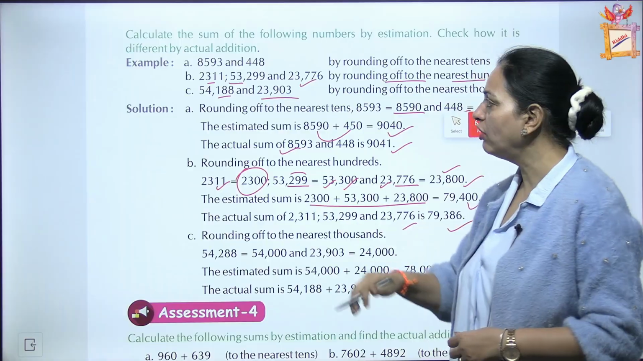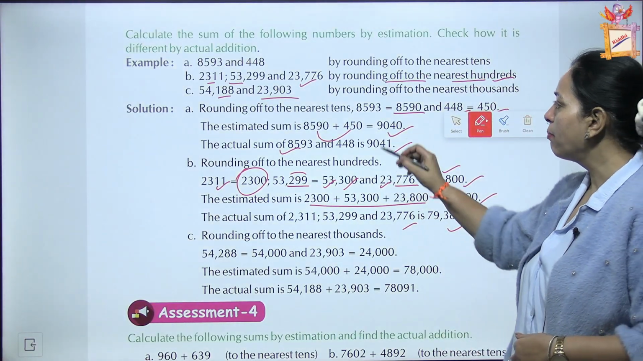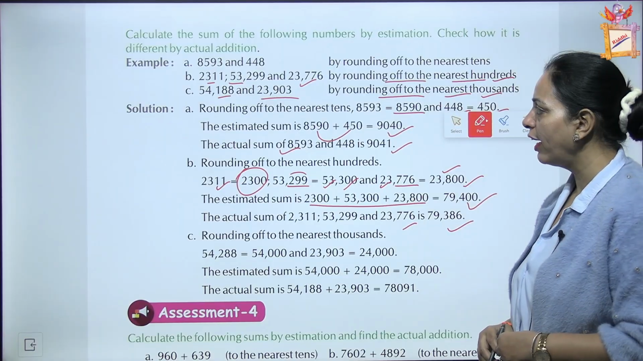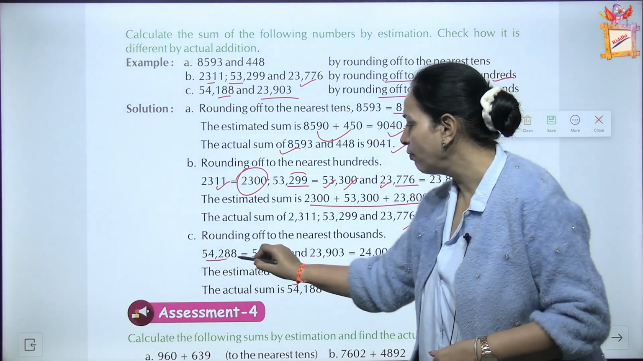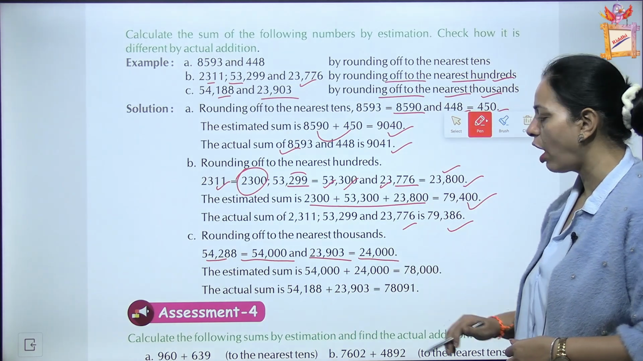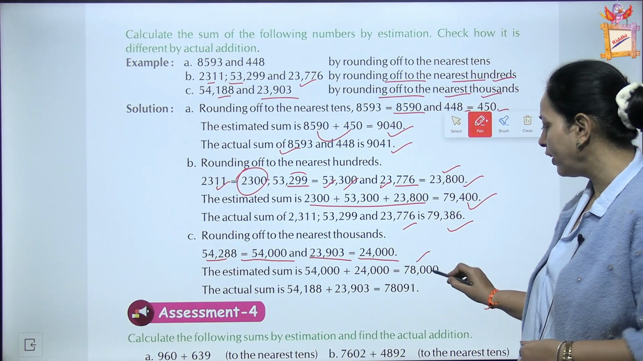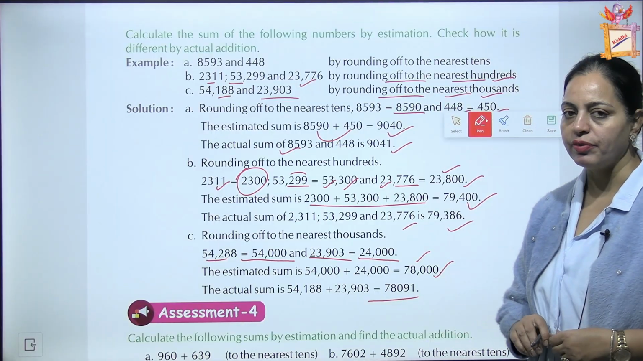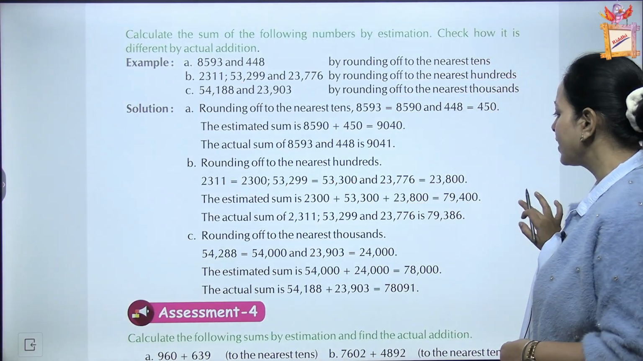Now C part, 54,188 and 23,903 by rounding off to the nearest 1000. अब 1000 में करना है round off, so this becomes 54,000 and this becomes 24,000. दोनों को ऐड कर देंगे 78,000 and the actual sum is this one. So I hope this is clear to you.